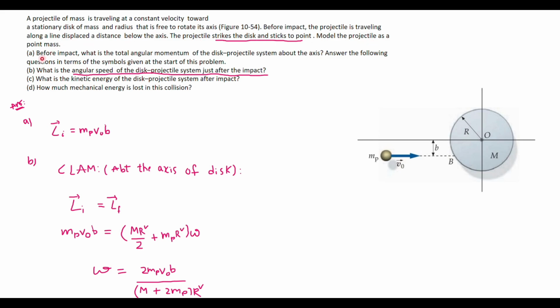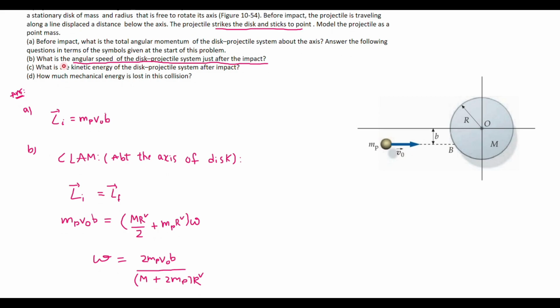So the first part is, before impact, what is the total angular momentum of the disk projectile system about the axis? Answer the following question in terms of symbols given at the start of the problem. So the first part is pretty easy. The total angular momentum before the impact is m_p v naught b. So v naught is the initial velocity of the projectile, and b is the distance from the axis. So the first part is easy.